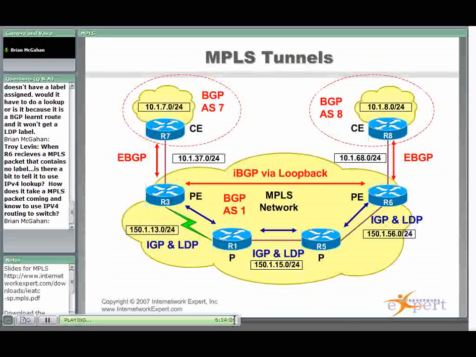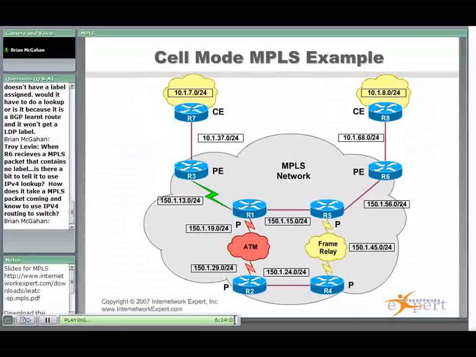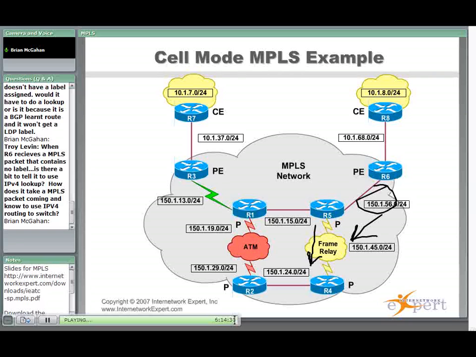Okay, we can see that we're saying if it comes in with a label 22, send it out to the ATM cloud, use VPI VCI 1/42. Okay, so it transits the ATM cloud, it gets back out to router 2. It comes in as 20, it's going out as 23 over to router 4. Router 4 receives it as 23. It says pop the tag and send it out to router 5.